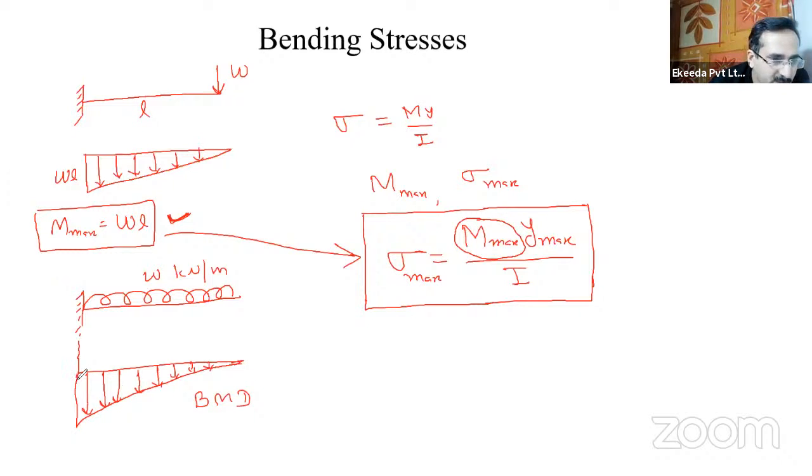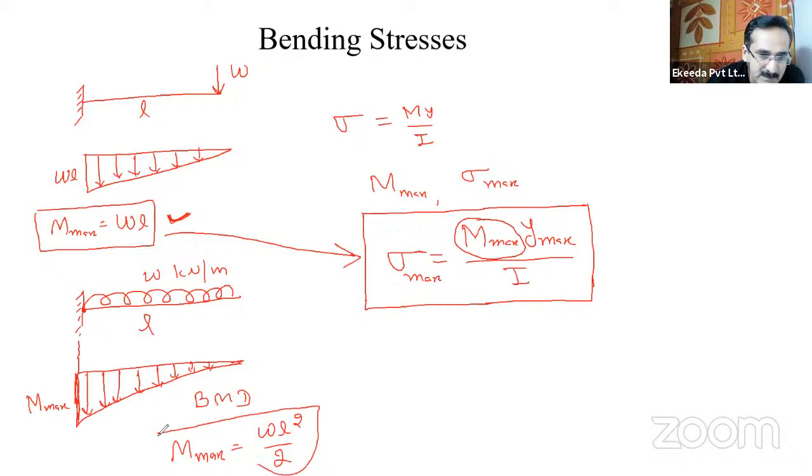And what is the value of maximum bending moment in this case? M max was at L equal to 0, at the fixed point, and that was equal to WL square by 2. L is the length. So M max in this case was WL square by 2. You should remember this also, right?